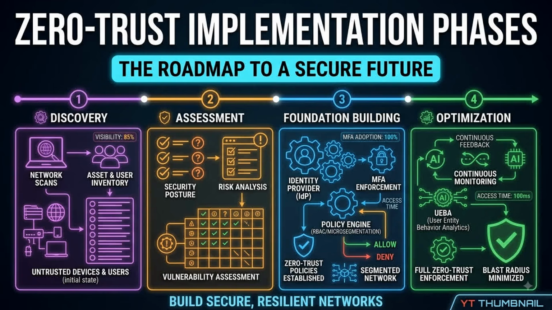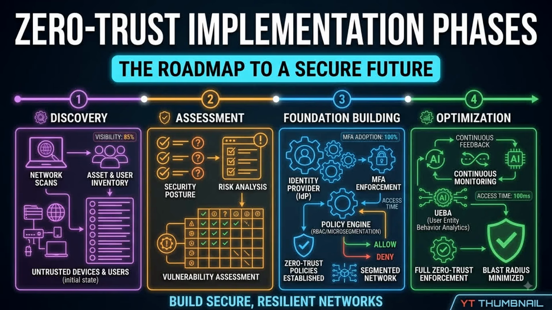Establish network segmentation. Deploy firewalls between segments. Implement the Zero Trust Policy Engine. Enable role-based access control and micro-segmentation. Establish Zero Trust policies. Set access time limits to 100 milliseconds. Implement user entity behavior analytics. Enable continuous monitoring. Achieve full Zero Trust enforcement. Minimize blast radius impact.